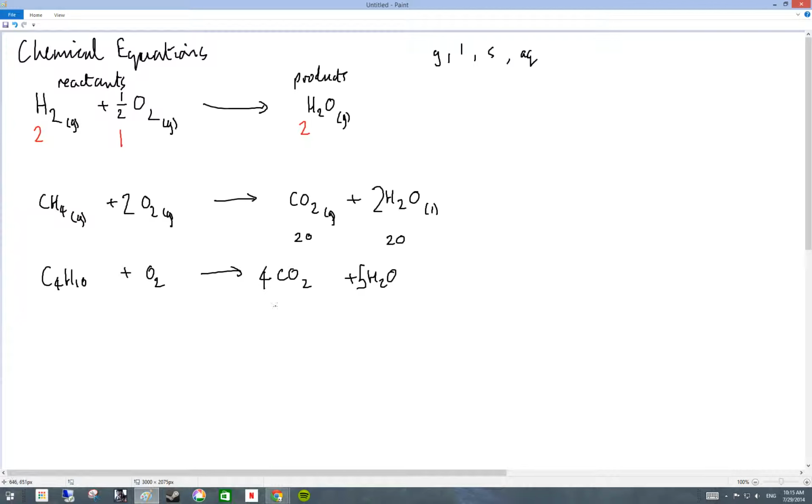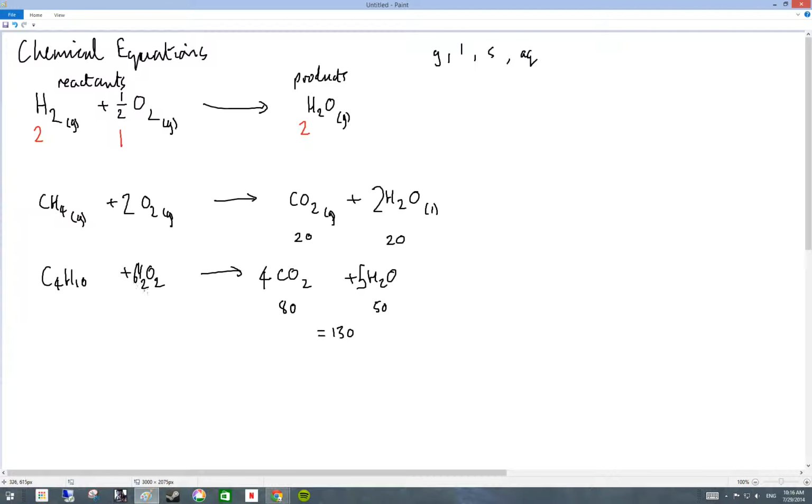So if we look at how many oxygens we've got, 4 times 2 gives us 8 over there. 5 times 1 is 5 over there, 5 O's, which gives us a total, if I'm not mistaken, of 13 oxygens. Okay, so if you divide 13 by 2, because you've got a 2 here, that gives you 6.5 O2s.